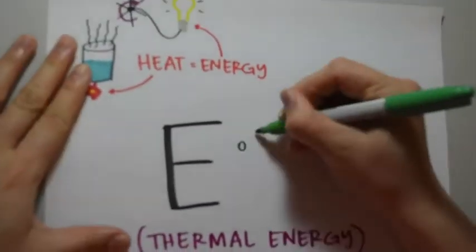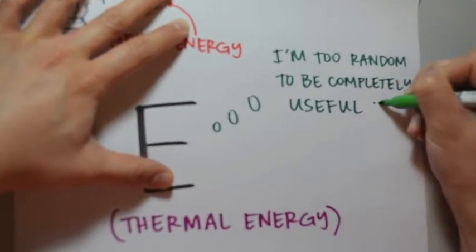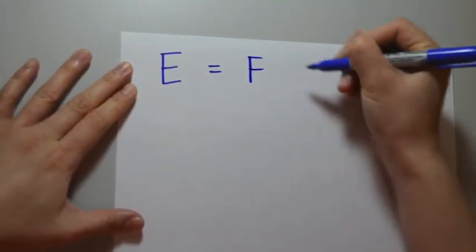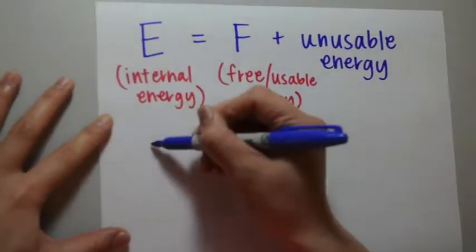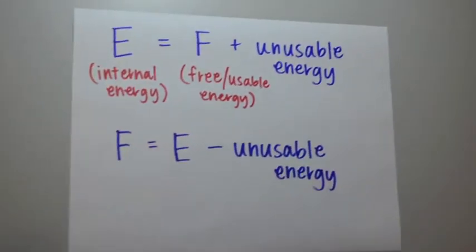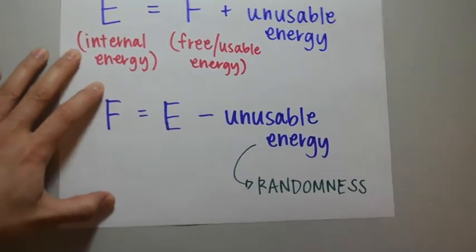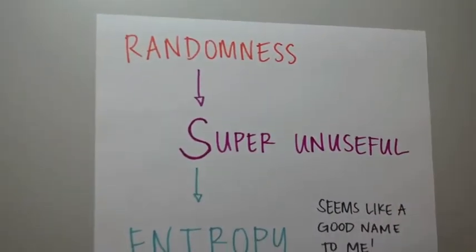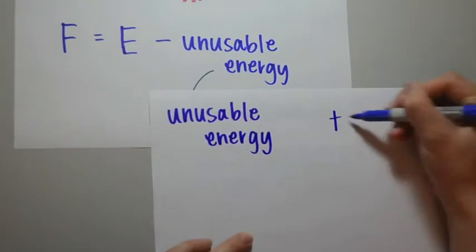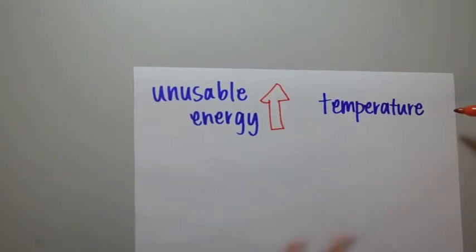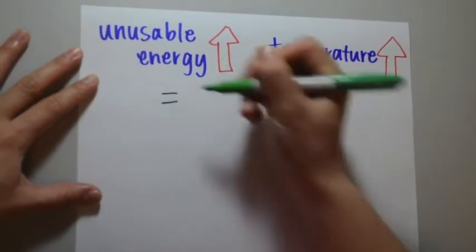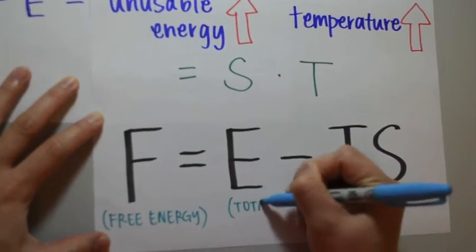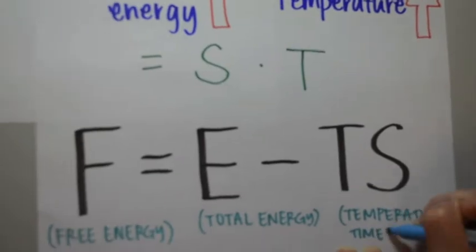We can use some of this thermal energy to do work, but not all of it, because it's too random. There's too much uncertainty about which direction each particle is moving. In other words, some of this internal energy is usable, free, and some of it's unusable. In order to find the usable, free energy, we subtract away the unusable energy because of its randomness. Let's quantify this randomness. We could call it entropy and give it a symbol S, for super unuseful. The amount of unusable energy increases as temperature increases, because the hotter the object is, the more energy is invested in this random form. So we can multiply our randomness factor by temperature to find this unusable energy. Finally, we'll see that our free energy is equal to our internal energy minus temperature times entropy.